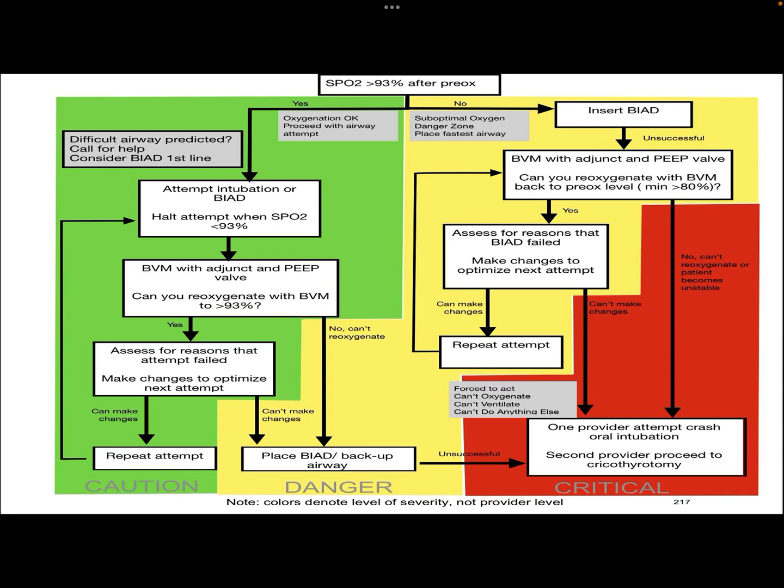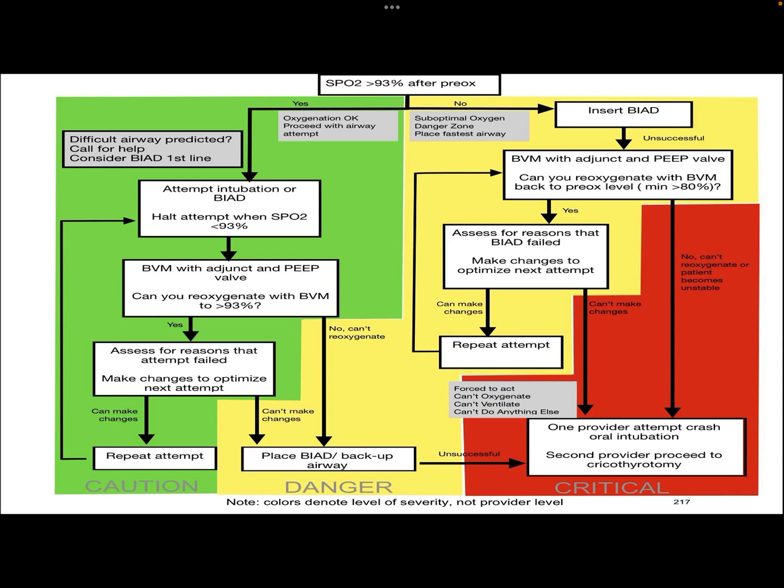Can you reoxygenate with BVM back to the pre-oxygenation level, a minimum of 80%? If yes, you keep going down in the yellow, assess for reasons that the BIAD failed, and make changes to optimize the next attempt. If you can make changes, you repeat the attempt, and then go back up to BVM with adjunct if it's unsuccessful.